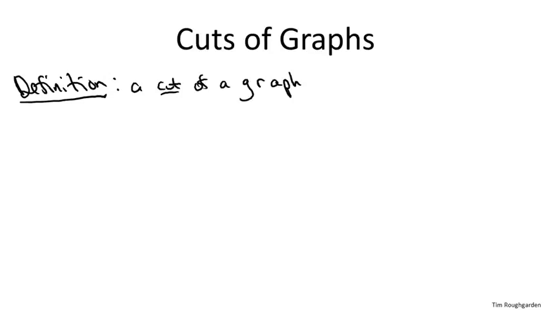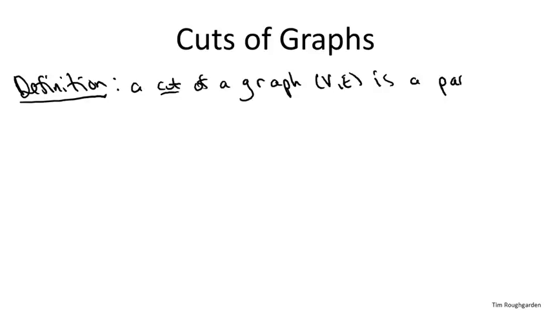Let me now talk about cuts in graphs, because again, this set of lectures is going to be about the so-called minimum cut problem. The definition of a cut of a graph is very simple. It's just a grouping, a partition of the vertices of the graph into two groups, A and B, and both of those two groups should be non-empty.